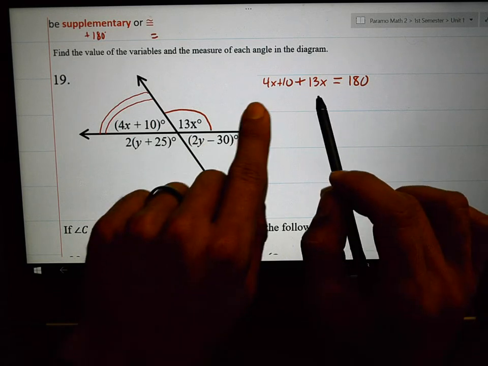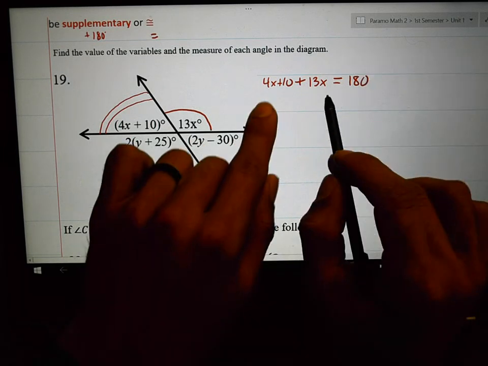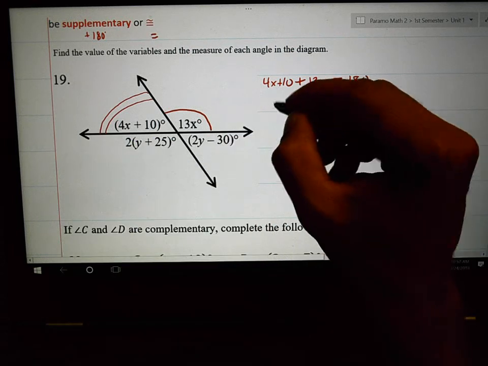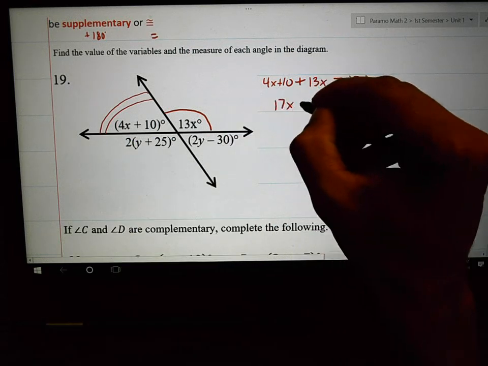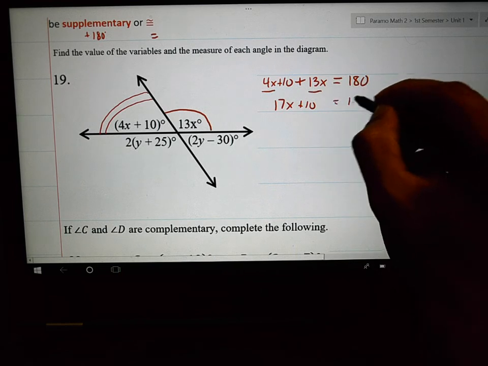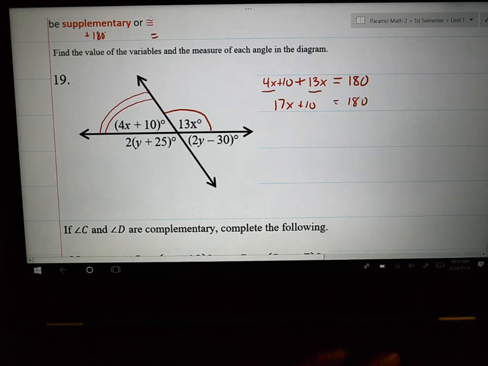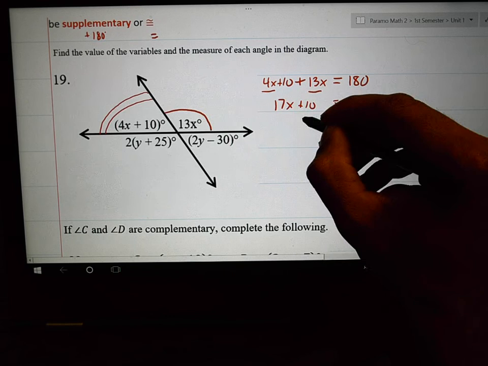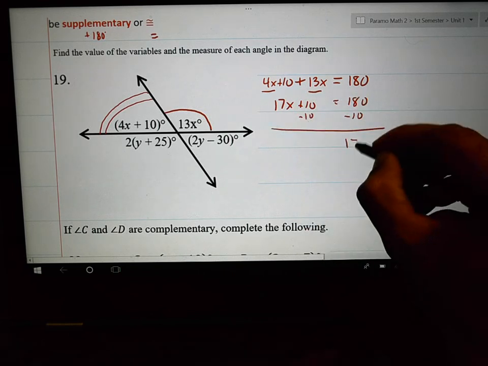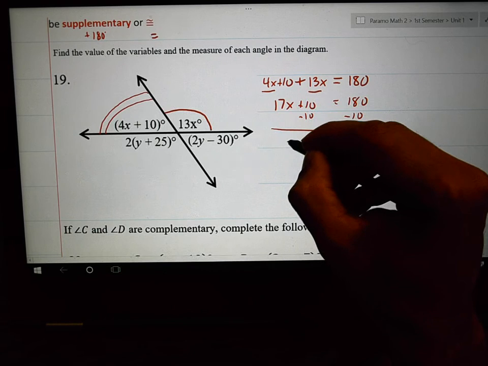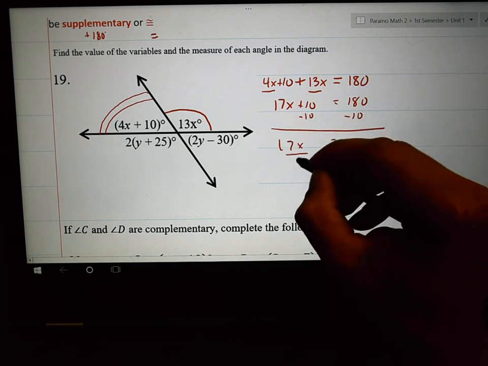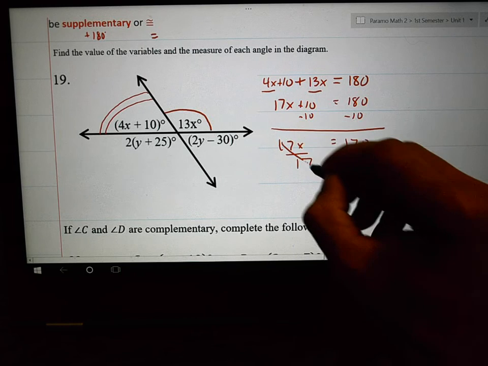When they're on the same side of the equal sign, we just put them together. 13x and 4x. How many x's do we have? We have 17x. We put those two things together. Plus 10 equals 180. We subtract 10 from both sides, doing the opposite, just like we did on that other worksheet. And I feel like if you do everything correctly, all of these come out nice and even numbers.